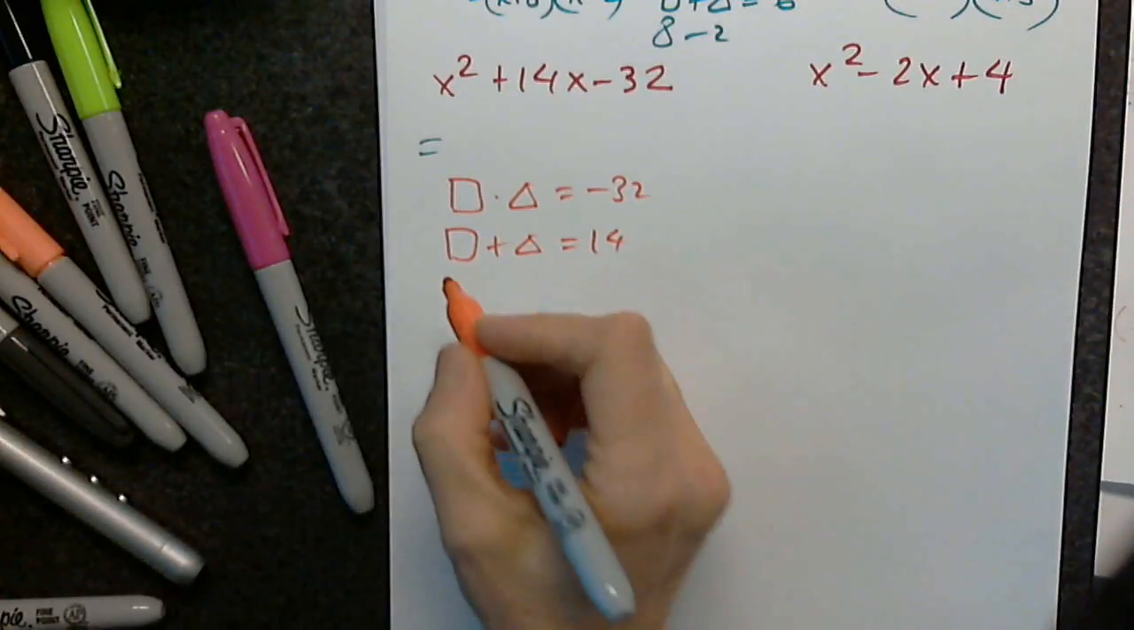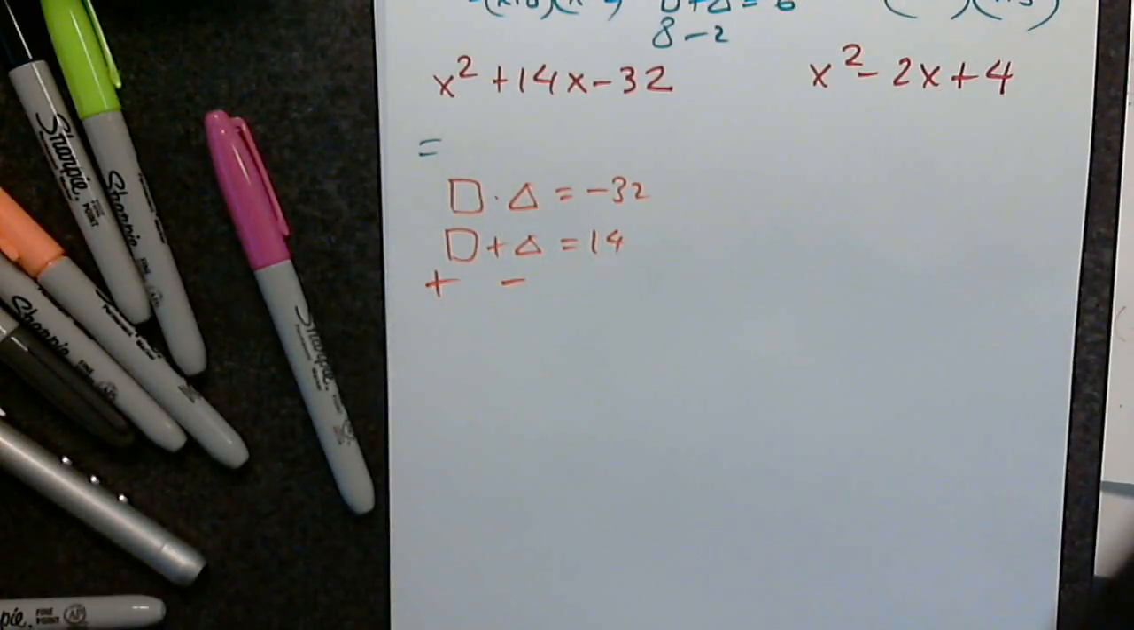Positive and negative. So can anyone find for us two numbers whose product is negative 32 and whose sum is 14? Because one is positive and one is negative, one has to be small and one has to be big. 16 and negative 2. Right. Do we all agree with that?